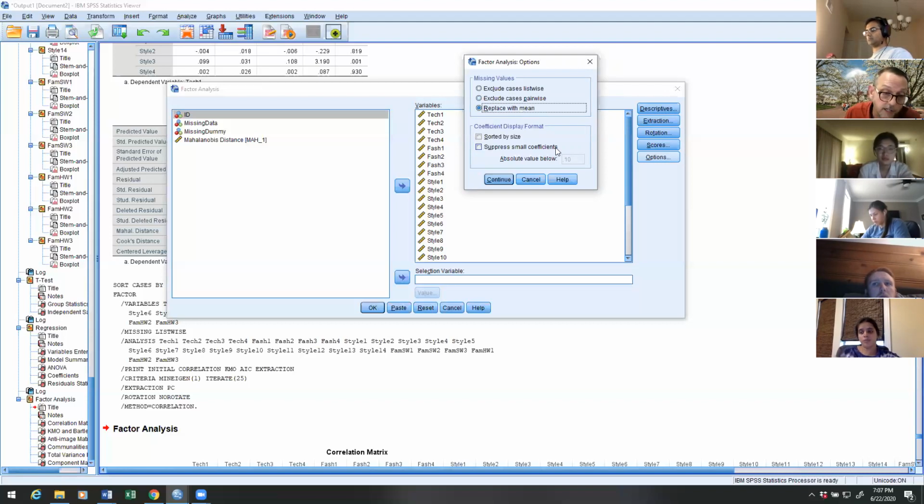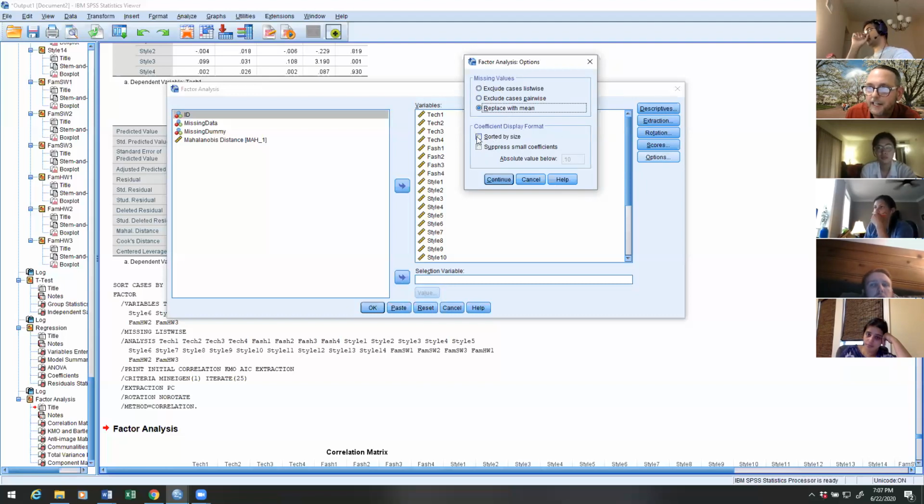Another option is to replace with mean. This means we'll have no missing data. The missing data that is currently in there will be imputed with the mean of whatever that variable is. So it's kind of up to you. A lot of times, we could run it a number of different ways and see if there's much difference. I'm going to throw in replace with mean for now. You might have done something different, but that's a decision that you want to think about.